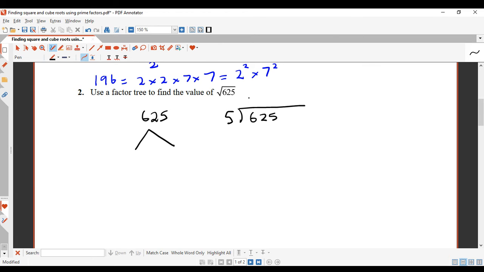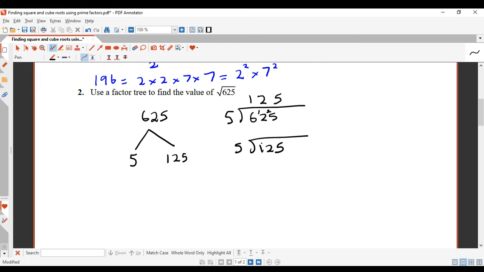So 5s into 6 goes once with one remainder. 5s into 12 goes twice with 2 remainder. And 5s into 25 goes 5. So my factors are 5 and 125. Now, what goes into 125? 5 goes in there because the number ends in 5. So you've got that there.